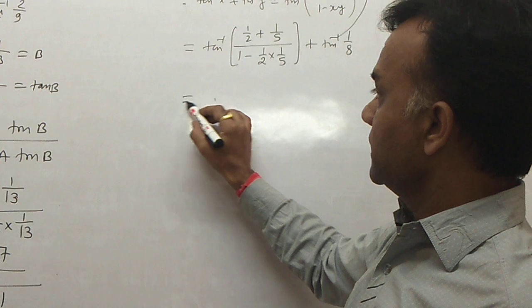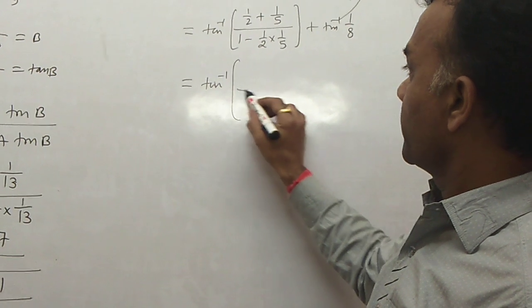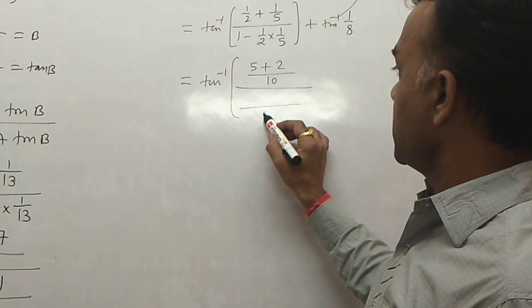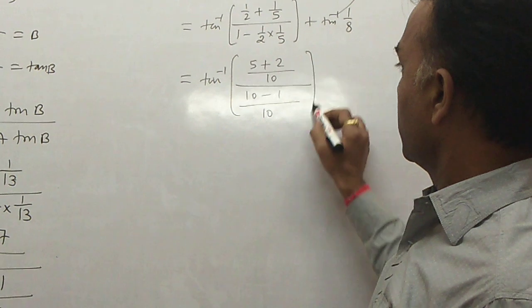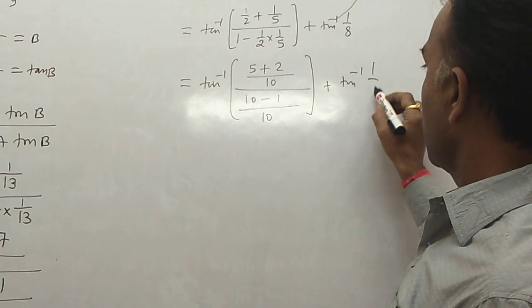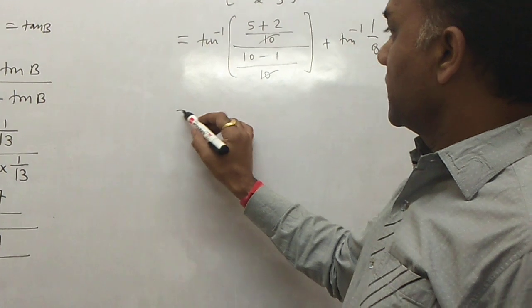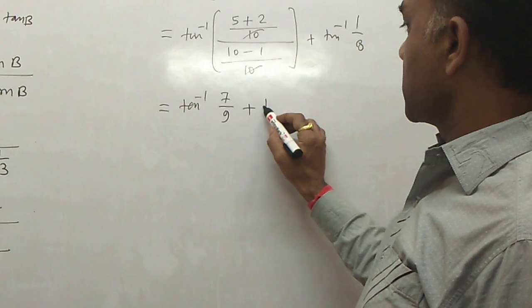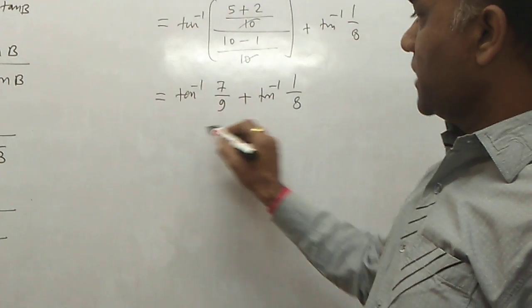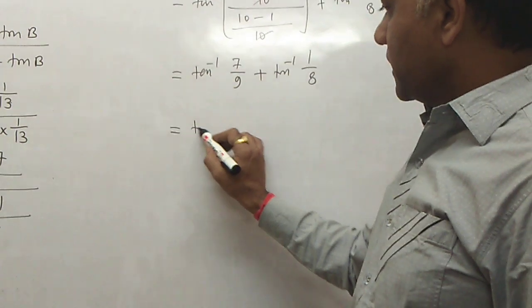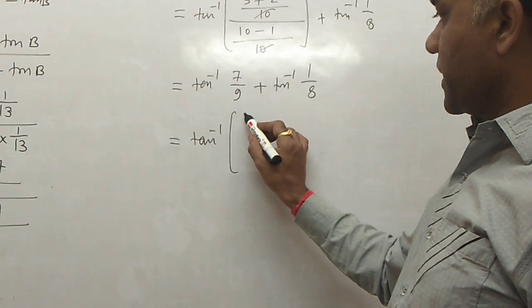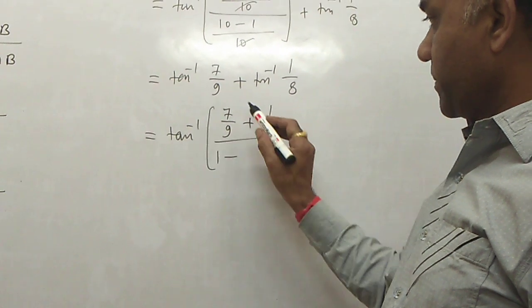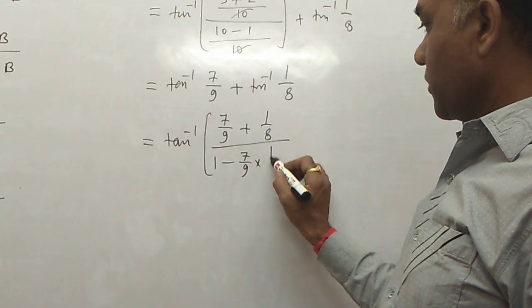Okay, and then simplify here. Tan inverse of, your LCM is 10. So now you write down 5 plus 2. Similarly, your LCM is 10, then you write down 10 minus 1, and then plus tan inverse of 1 by 8 you put as it is. So 10 cancel out. Now you have tan inverse of 7 by 9 plus tan inverse of 1 by 8. Again you have two values. Again use the same concept. Tan inverse of A plus B, it means 7 by 9 plus 1 by 8 upon 1 minus 7 by 9 into 1 by 8.